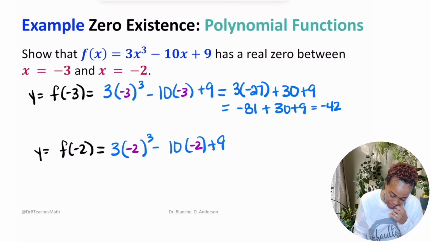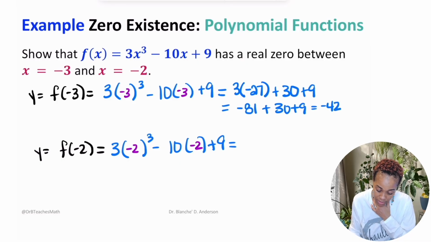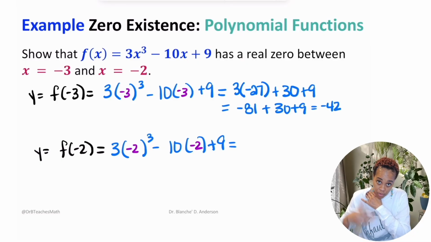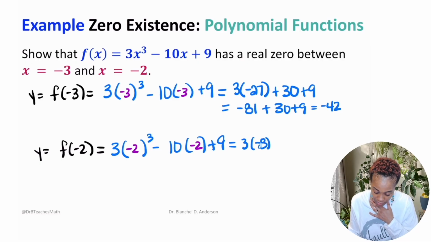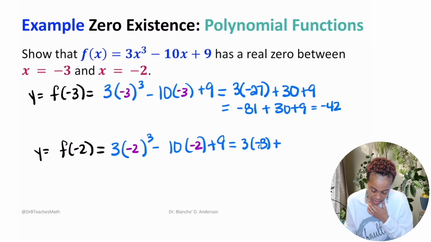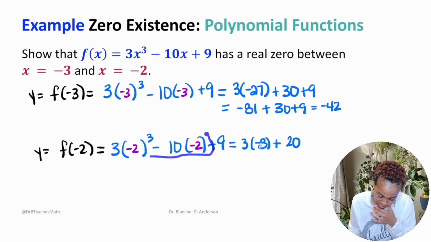Okay. Now, f of negative 2, you get negative 2 cubed. That's going to be what? A negative 8, right? Because negative 2 times negative 2 is a positive 4. 4 times negative 2 is a negative 8. So we're going to have 3 times negative 8, right? And then that's going to be plus, what is that, a positive 20? Because a negative 10 times a negative 2 is going to be a positive 20. And you're like, where did you see that? Right here. And then plus 9.